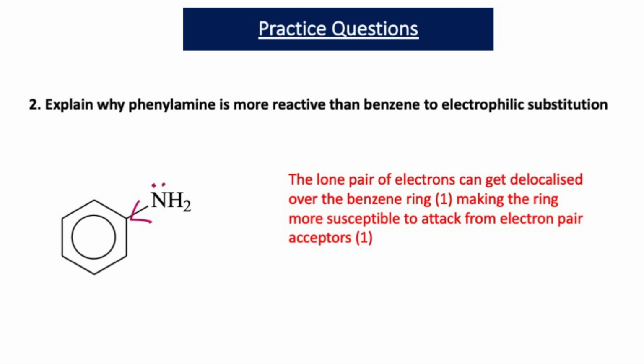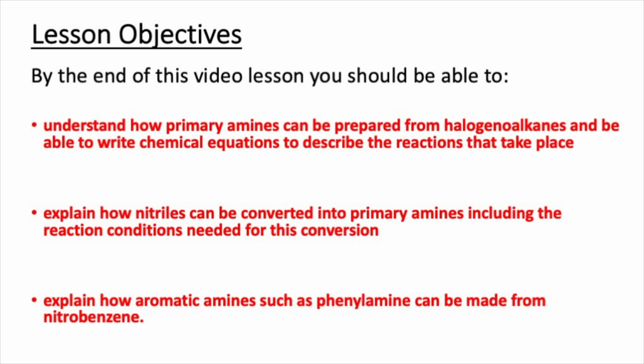So that concludes this video lesson. So after watching this video, you should understand how primary amines can be prepared from halogenoalkanes and be able to write chemical equations to describe the reactions that take place. You should also be able to explain how nitriles can be converted into primary amines, including the reaction conditions needed for this conversion. And finally, you should be able to explain how aromatic amines such as phenylamine can be made from nitrobenzene.